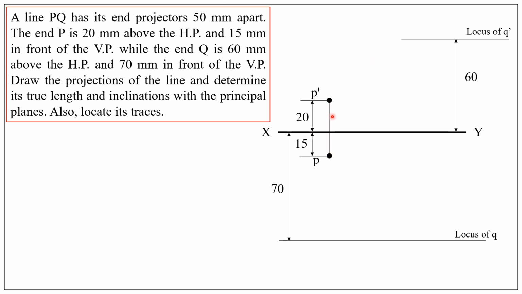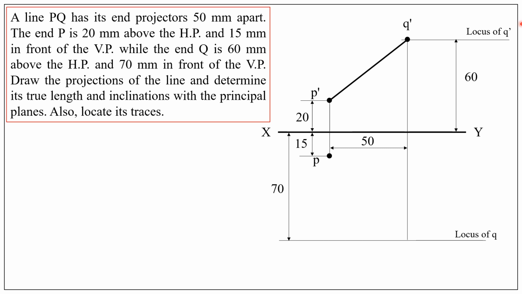Similarly, the line connecting the front view and top view of the point Q is another end projector. So P dash P and Q dash Q lines are the end projectors, and the distance between them is 50 millimeters. Therefore, from P dash P at a distance of 50 millimeters, draw a vertical. So this vertical intersects locus of Q dash at the point Q dash. So Q dash position is marked now. Join P dash Q dash, that is the required front view.